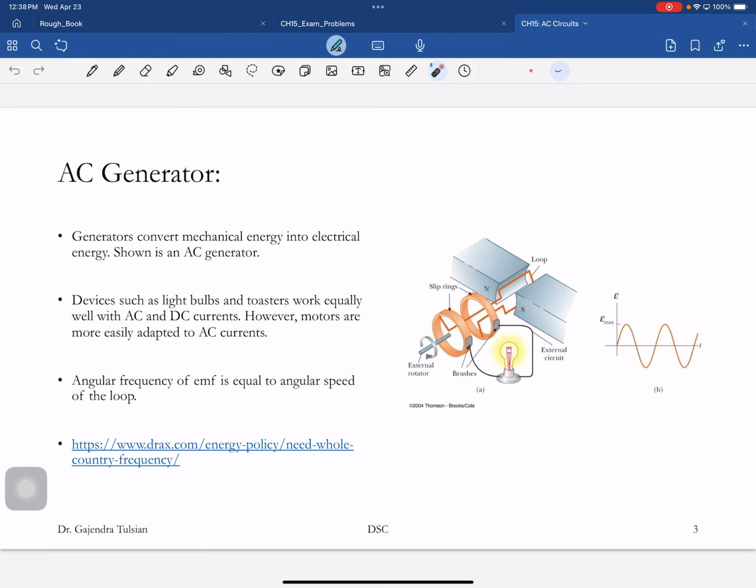So here's a generator. You need a permanent magnet. Then you take a coil of wire like this, and this coil of wire is connected to this ring, and we have a brush connected to the outside, and it's connected to this load. That's the load. Now if you turn this coil, what this load sees is an AC voltage like this.